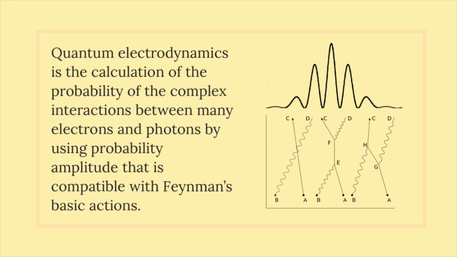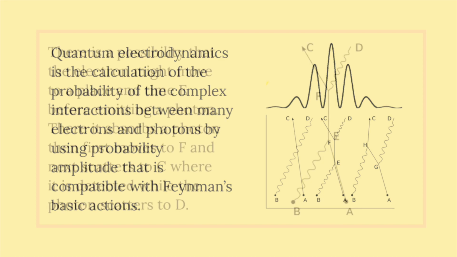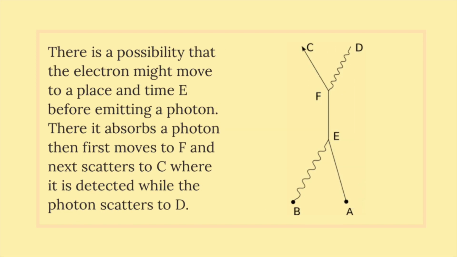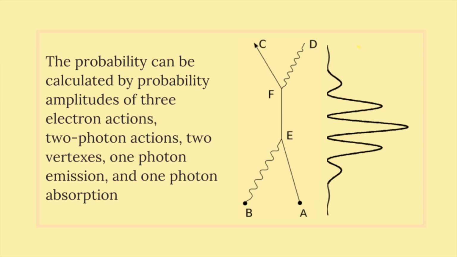Quantum electrodynamics is the calculation of the probability of the complex interactions between many electrons and photons by using probability amplitudes that are compatible with Feynman's basic actions. There is a possibility that the electron might move to a place in time E before emitting a photon. There it absorbs a photon, then first moves to F and next scatters to C, where it is detected, while the photon scatters to D. The probability can be calculated by probability amplitudes of 3 electron actions, 2 photon actions, 2 vertexes, 1 photon emission, and 1 photon absorption.